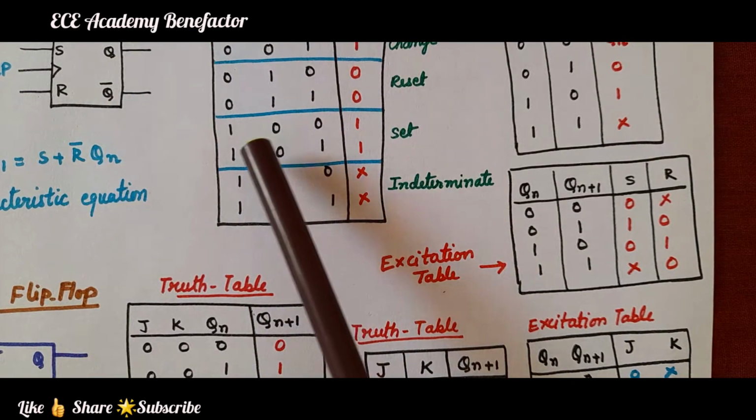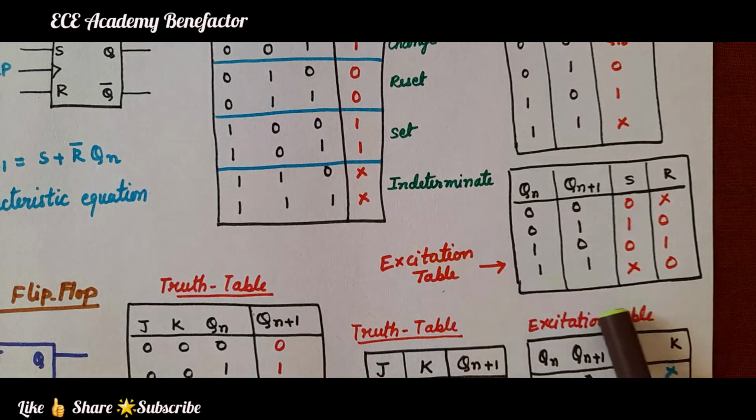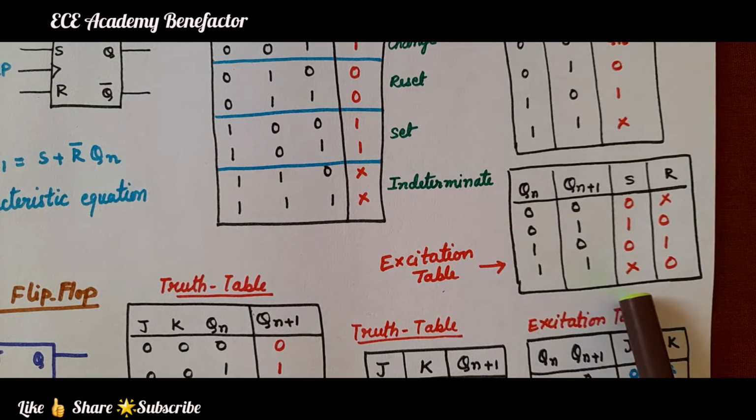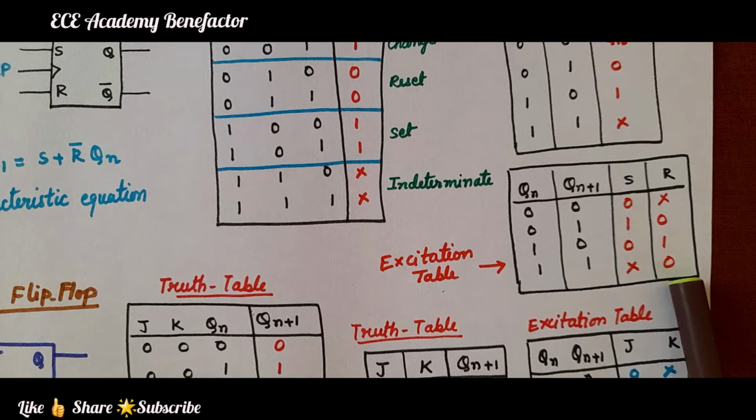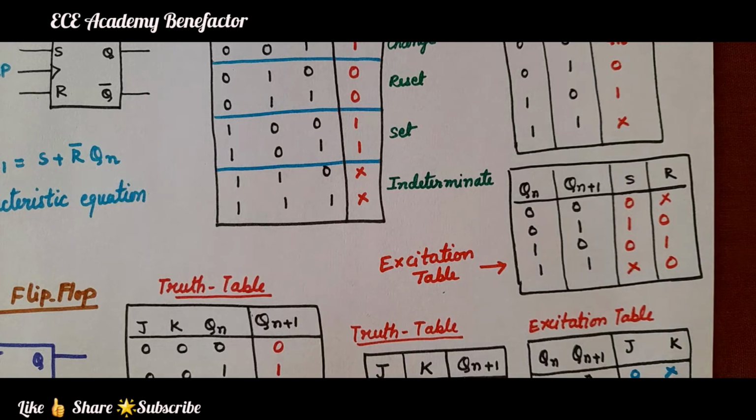So we can write it as x0. So for 1 1, it becomes x0. So this is how we write the excitation table for the SR flip-flop.